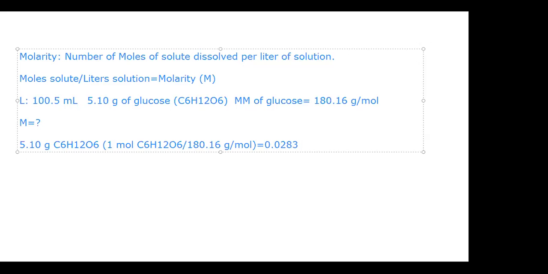Okay, and so when you do that, this should come out to be 0.0283 moles glucose. Okay, so we know how many moles of glucose. Now, what we need to do is punch this into that molarity equation. But there's one other thing that we should do before we do that, okay? So our molarity equation up here is moles of solute, which we have now, divided by liters of solution, okay? What is this in currently?